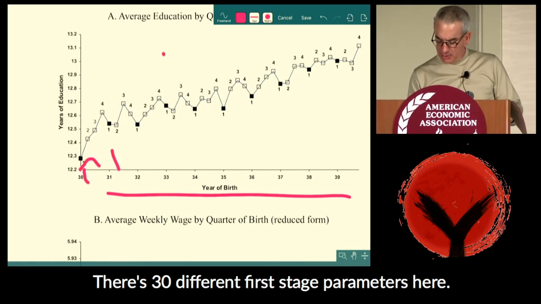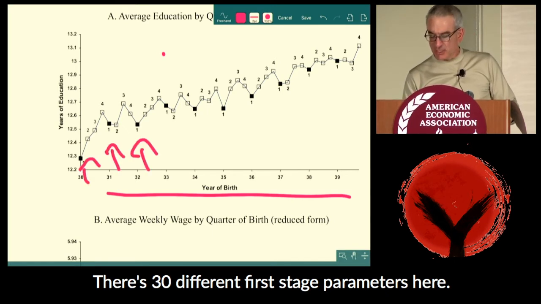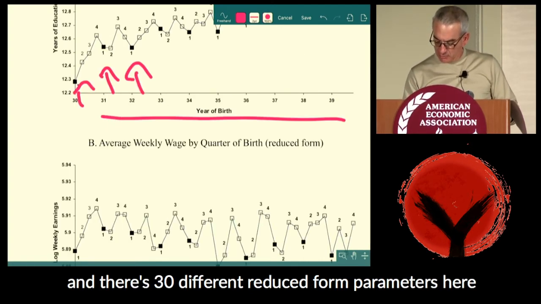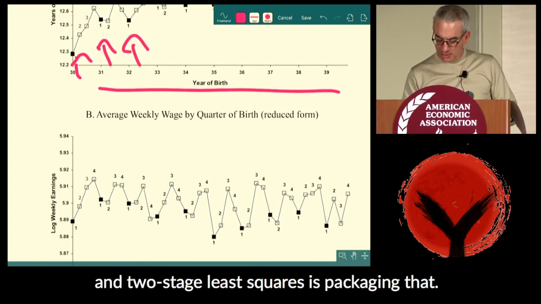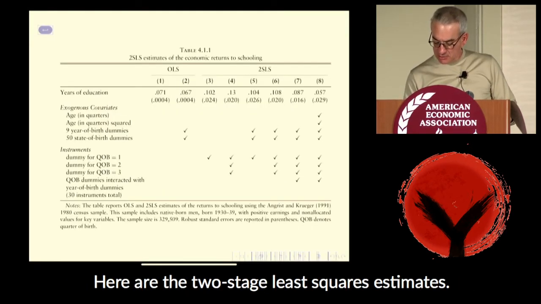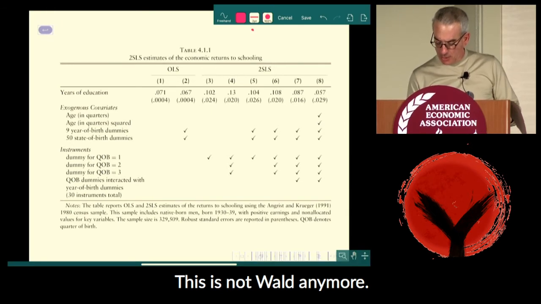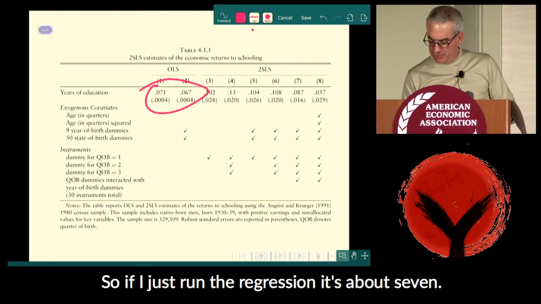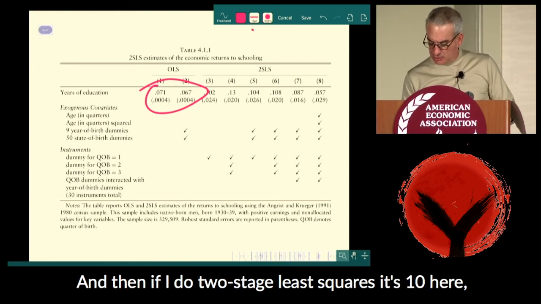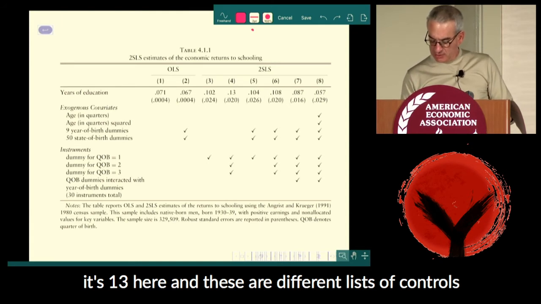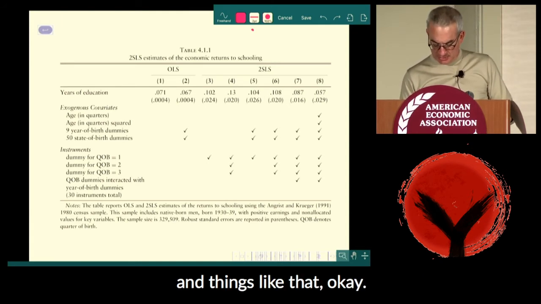There's 30 different first stage parameters here, QOB times year of birth, and there's 30 different reduced form parameters here. And two-stage least squares is packaging that. Here are the two-stage least squares estimates. This is not Wald anymore. So if I just run the regression, it's about 7. And then if I do two-stage least squares, it's 10 here, it's 13 here, and these are different lists of controls and things like that.